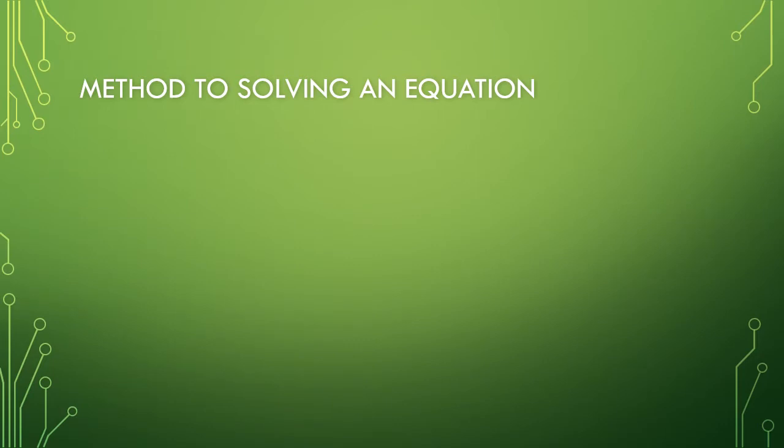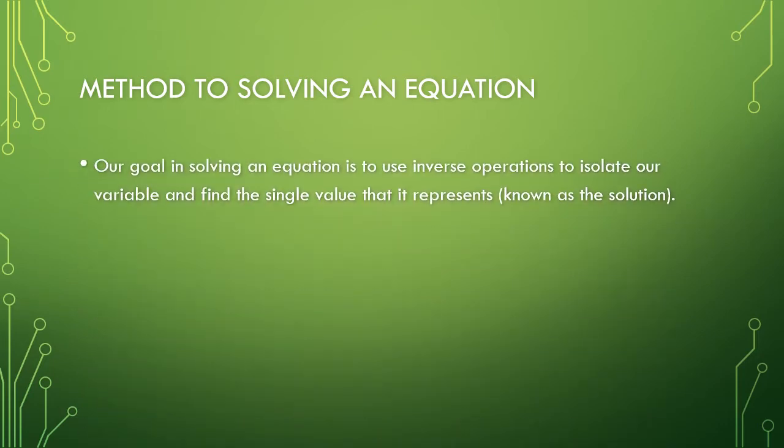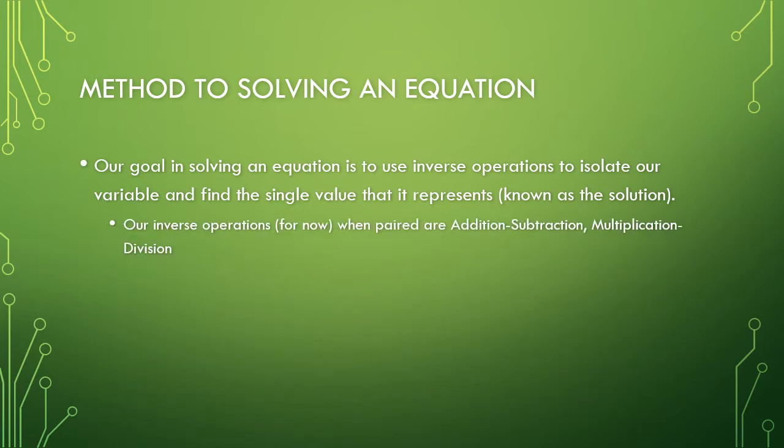First, we want to look at the method to solving an equation. When we solve an equation, our goal is to use inverse operations in order to isolate our variable and find whatever value that variable represents. That number would be known as the solution. And up to now, the inverse operations that you've learned about are that addition and subtraction are opposites, and multiplication and division are opposites.